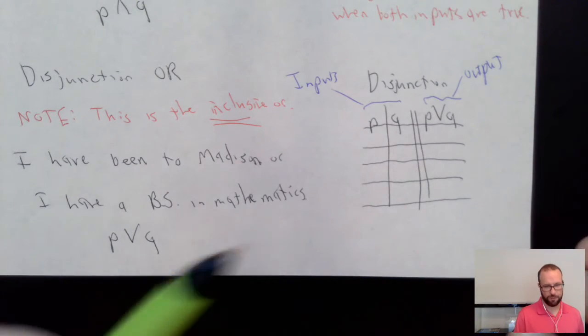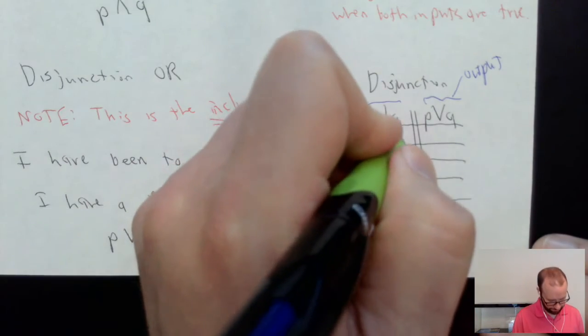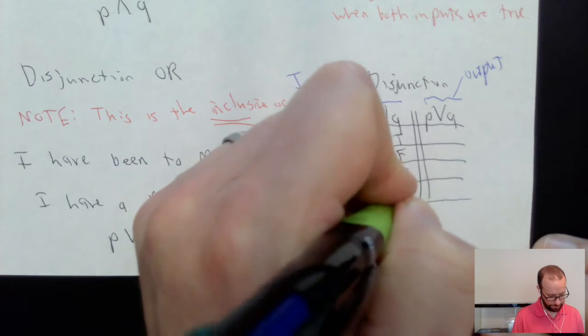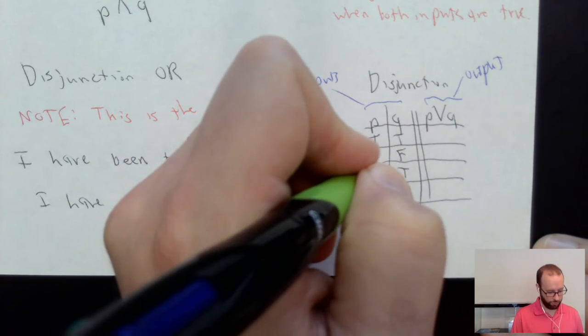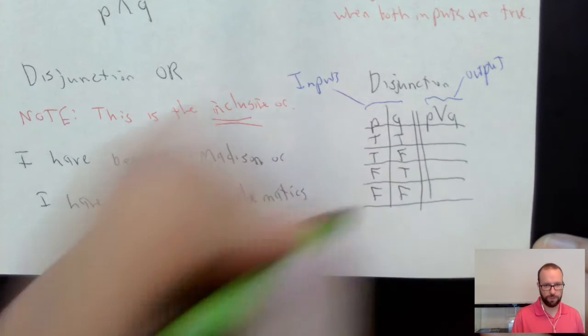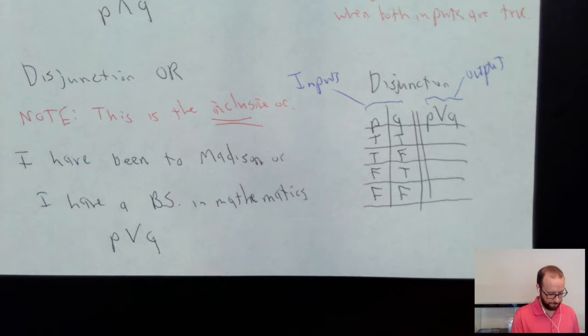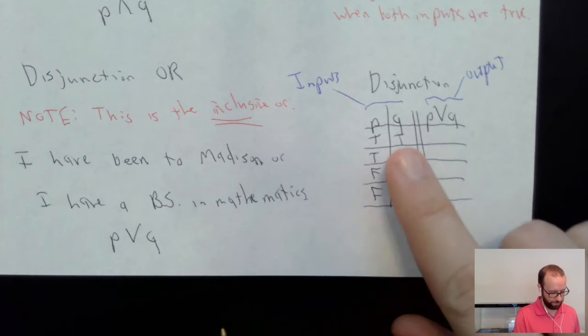Okay, I always fill in these trues and falses the same way, starting on the right. True, false, true, false. And then I double up to true, true, false, false. Okay, let's run these through and see if we agree on what we think these 4 outputs should be.